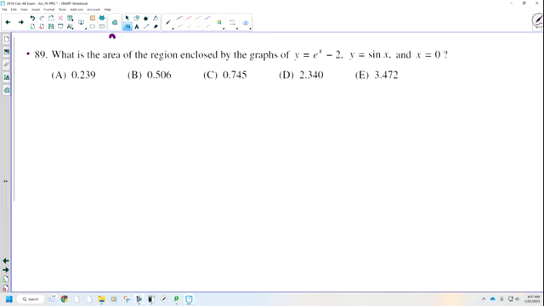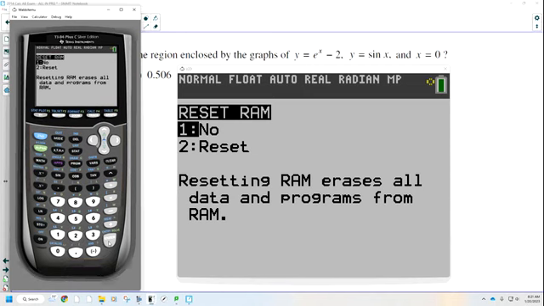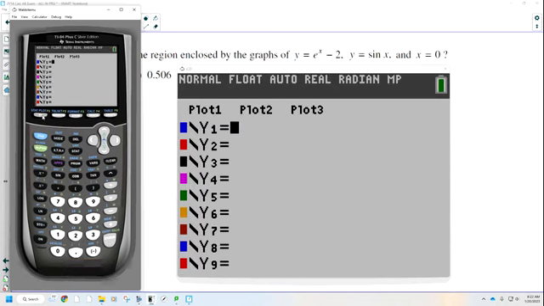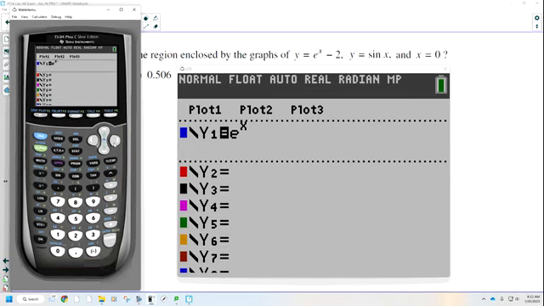Turn this on. Go to y equals. Let's do second plus. So let's just clear this out. Go back to y equals, and I'm going to put in, for the blue line, e to the x minus 2. And the second line is going to be sine of x. I mean, you should always be in radians. And x equals 0, well, we'll just draw that in a graph. So let's graph this bad boy.